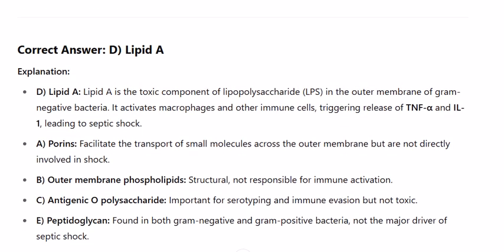Lipid A is the toxic component of lipopolysaccharide, LPS, in the outer membrane of gram-negative bacteria. It activates macrophages and other immune cells, triggering release of TNF-alpha and IL-1, leading to septic shock.